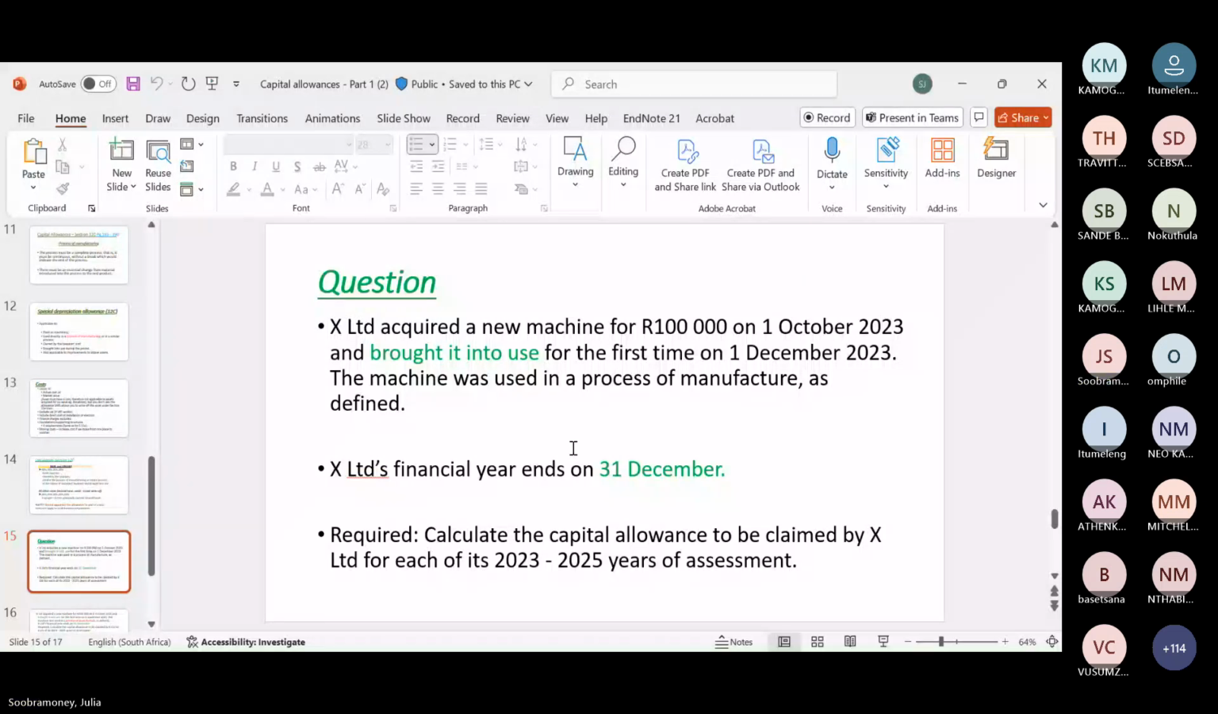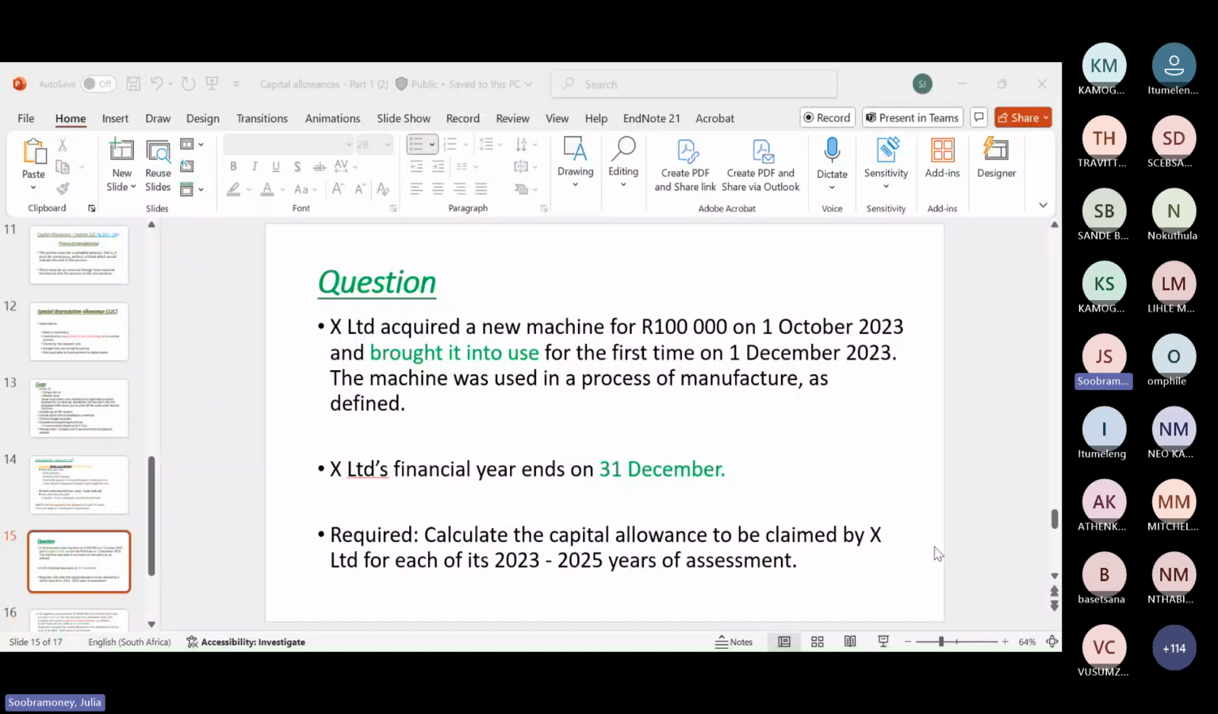12C. Why do you say 12C? Because it's an asset that was used in the process of manufacturing. Happy. Process of manufacturing is your keyword there. It's a movable asset, therefore, section 12C.